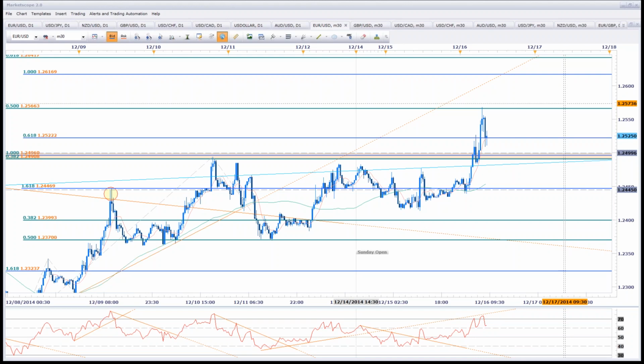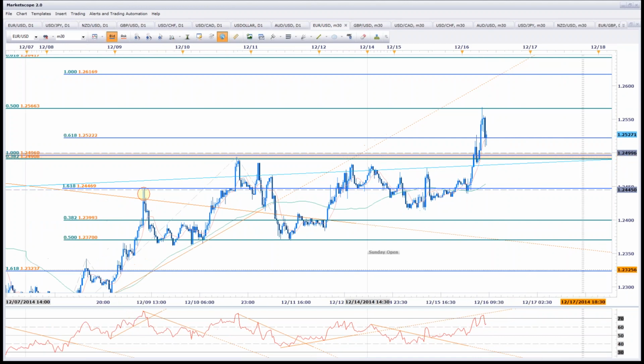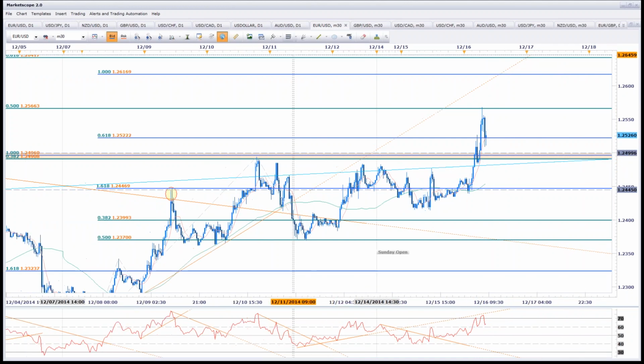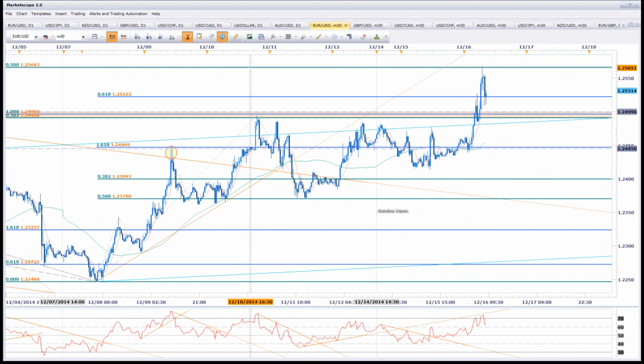So I'm still looking for long exposure while above 125. This is the only thing that would invalidate the near-term bias to the upside heading into the end of the week: a break back below 125. That being said, still looks good.